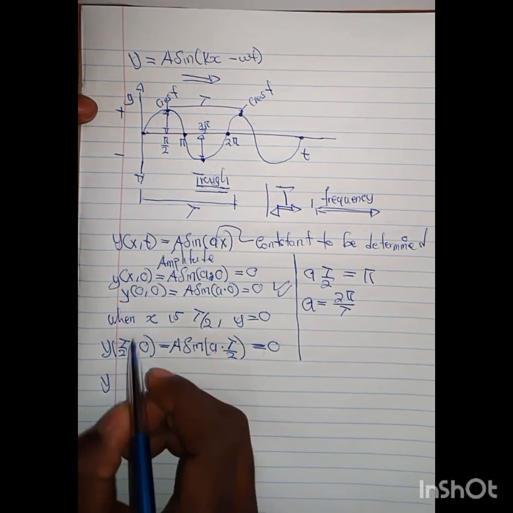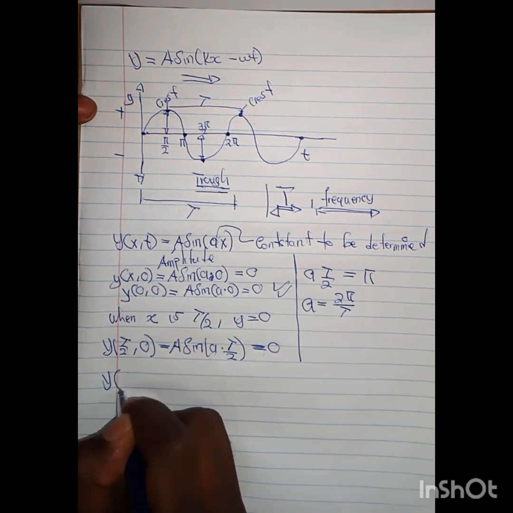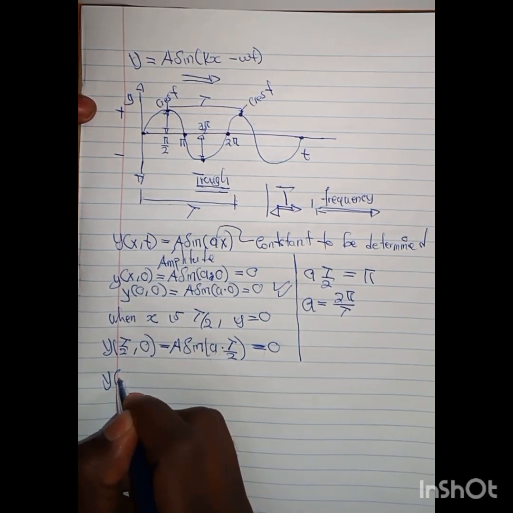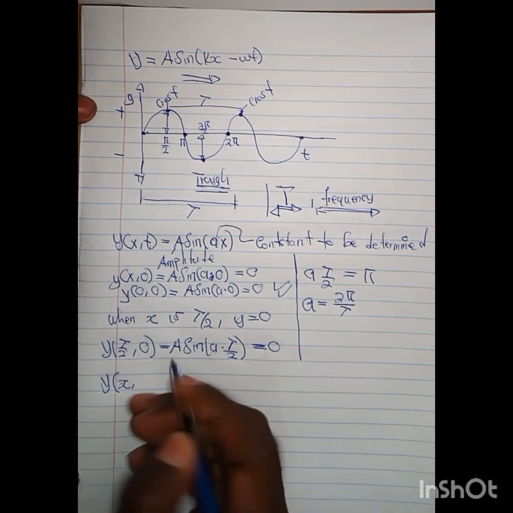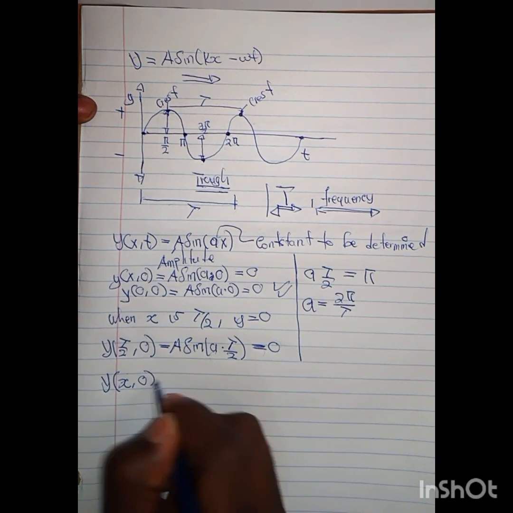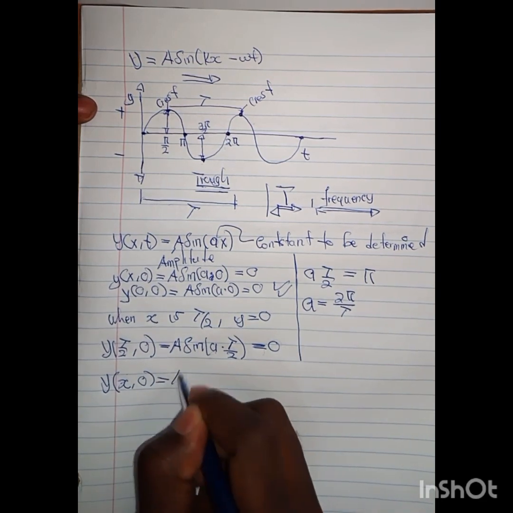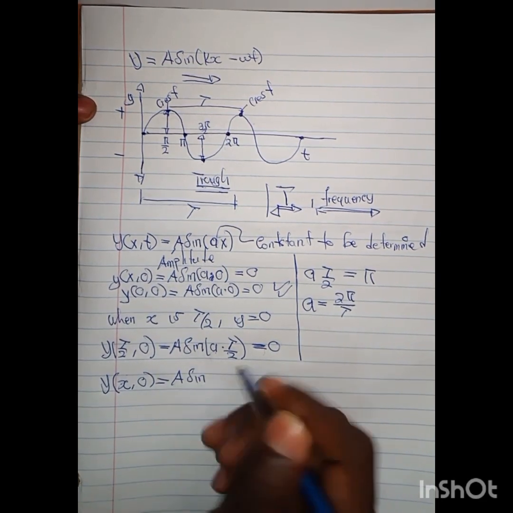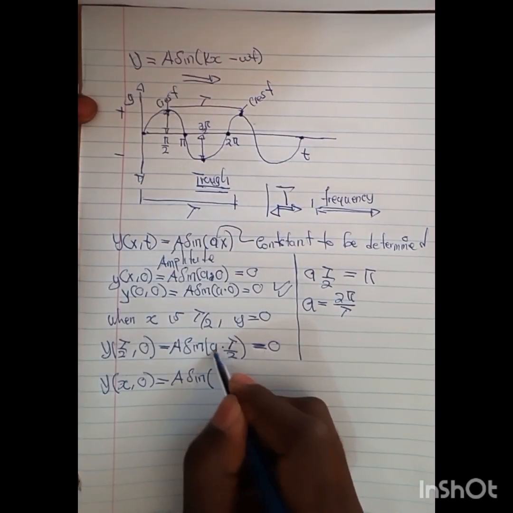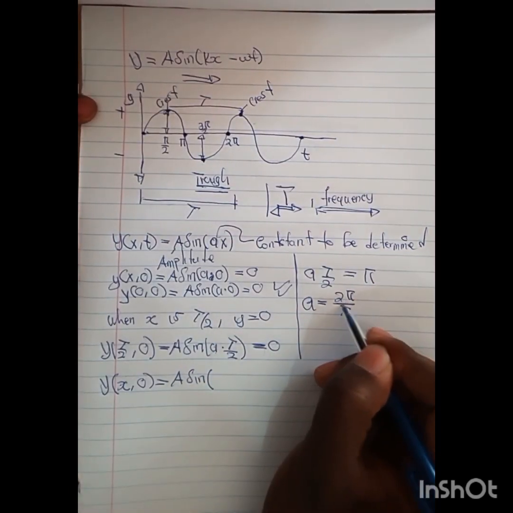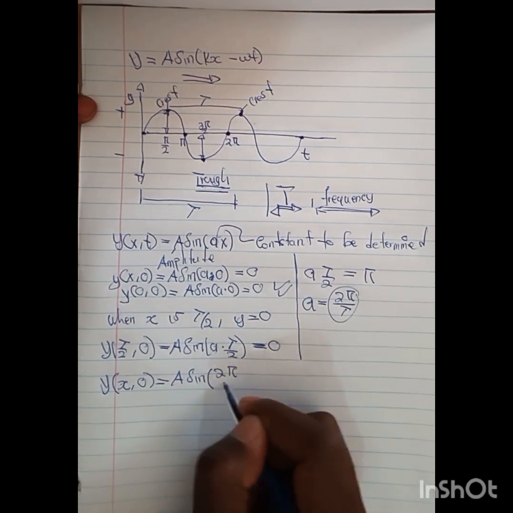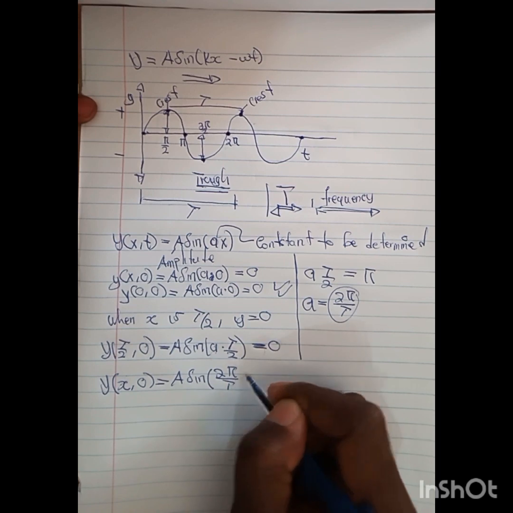Y at point x and t, and then t will be 0. This will be given by a sine of a. Therefore now in place of a, we are going to have the following part, this one. So this will be 2 pi over lambda.